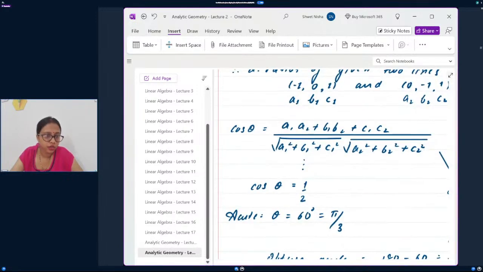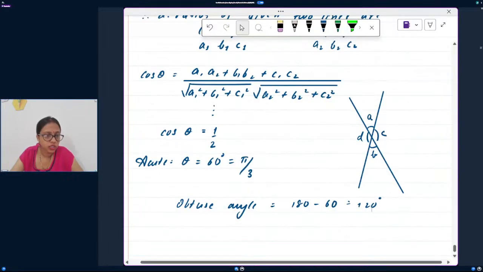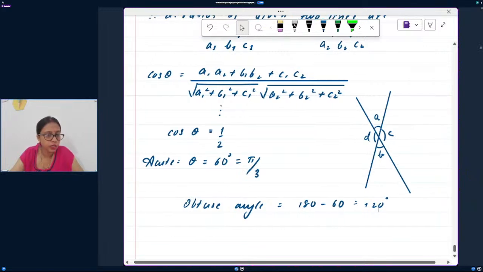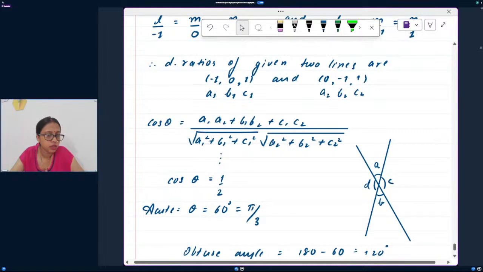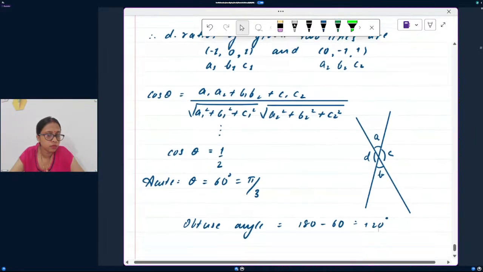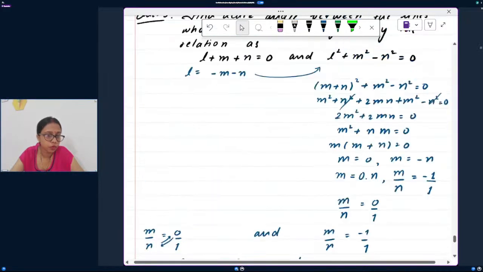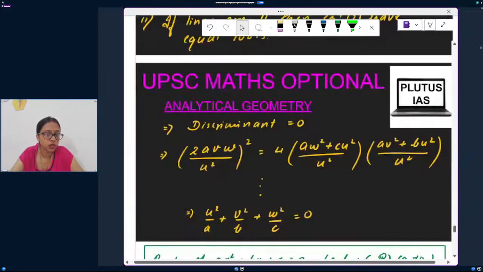I don't understand your question. But cos theta is 0 if L1 L2 plus M1 M2 plus N1 N2 is 0, and that will happen if cos theta is equal to 0, which implies theta is 90 degrees. I think I'm not able to understand the question.